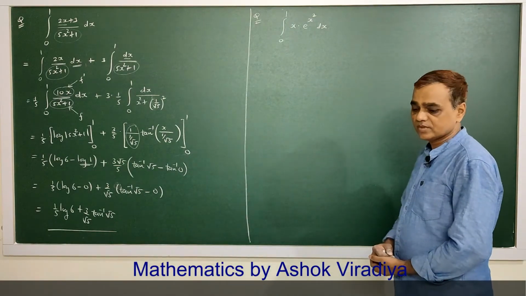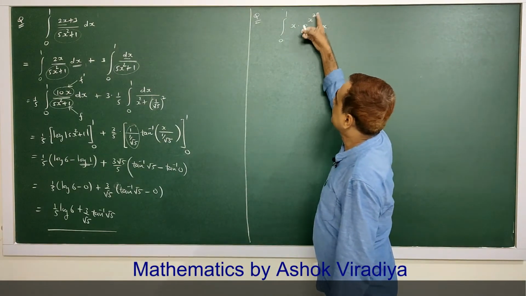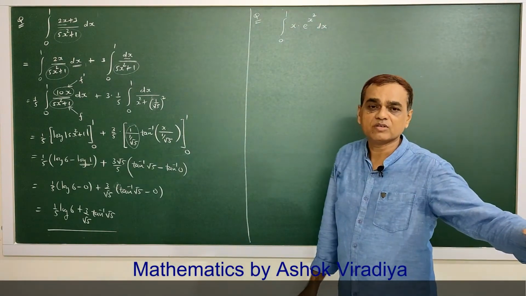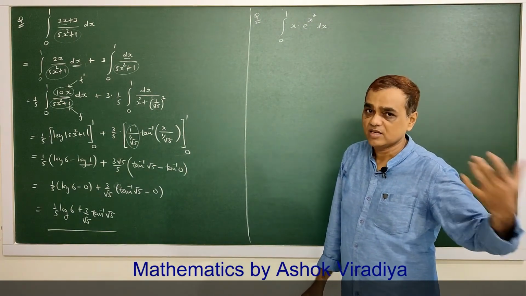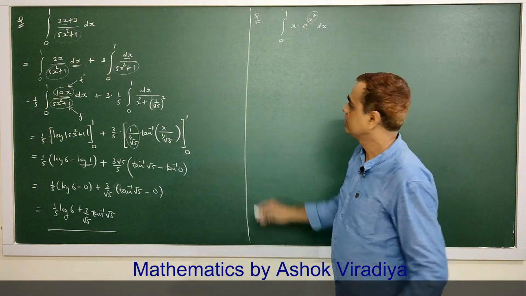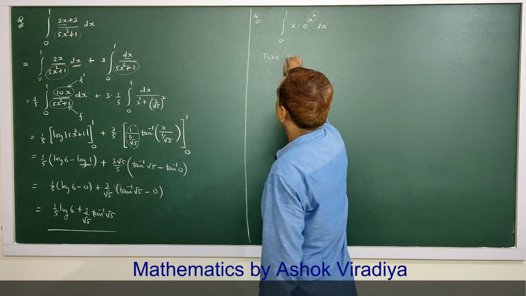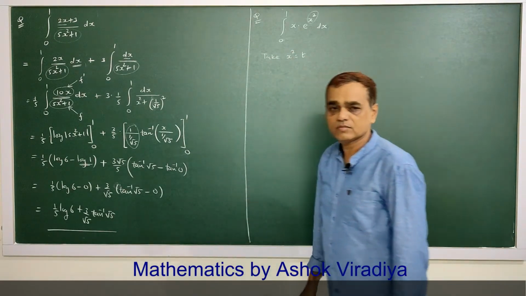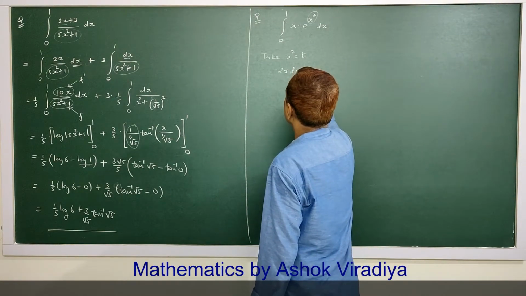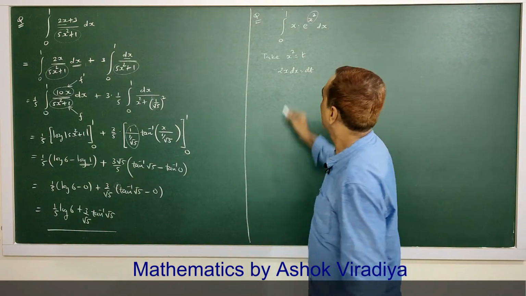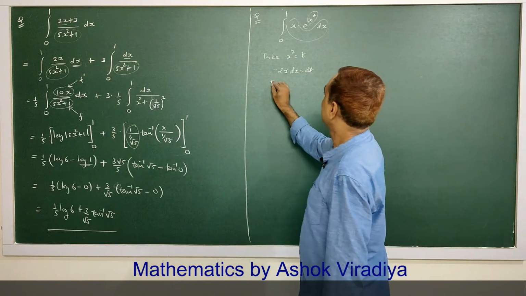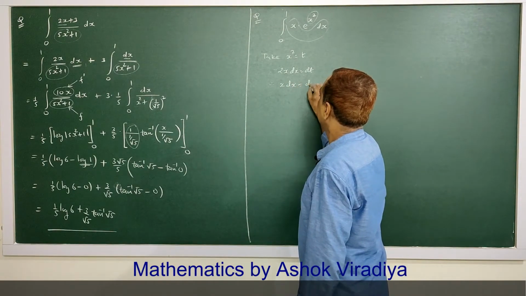Now here, this is e raised to x square, and in the list of formulas we don't have any result to integrate e raised to x square. So what we do, we take x square equal to t, substitute. Taking x square equal to t, 2x dx is dt, and look, this x dx is going to be removed, so x dx is equal to dt upon 2.